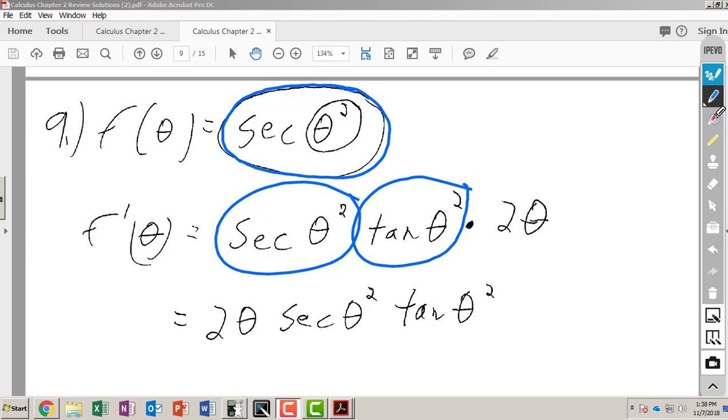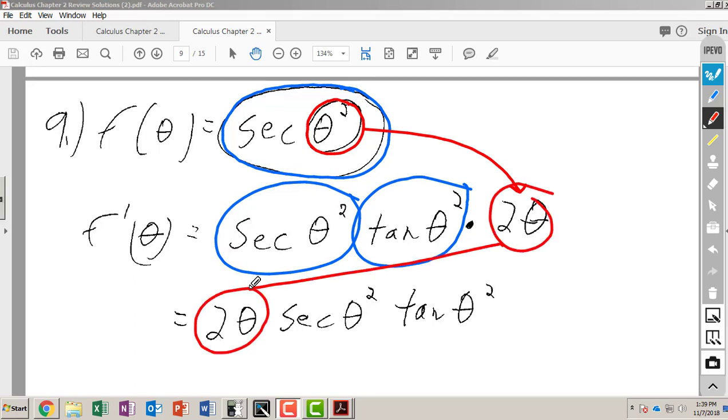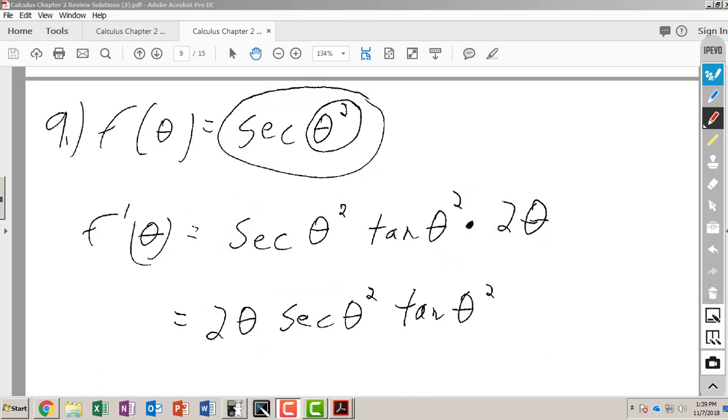And now I'm going to take the derivative of the inside. So the derivative of the inside is 2 theta. Now all I have to do is just simplify a little bit algebraically. There's not much more that I can do with this. All I'm going to do is move this 2 theta out front. And there's my answer. So my answer is going to be 2 theta times the secant of theta squared times the tangent of theta squared.